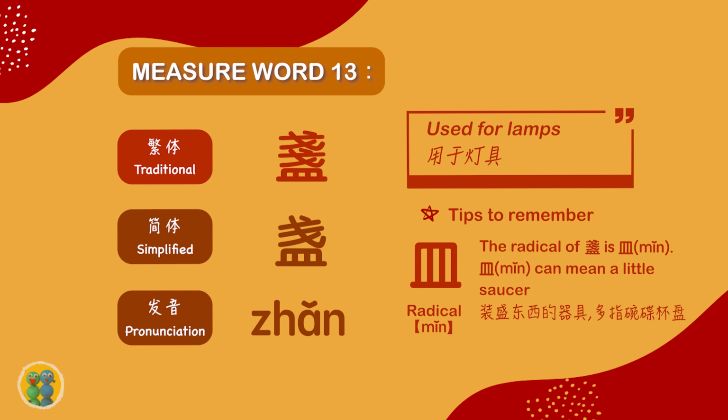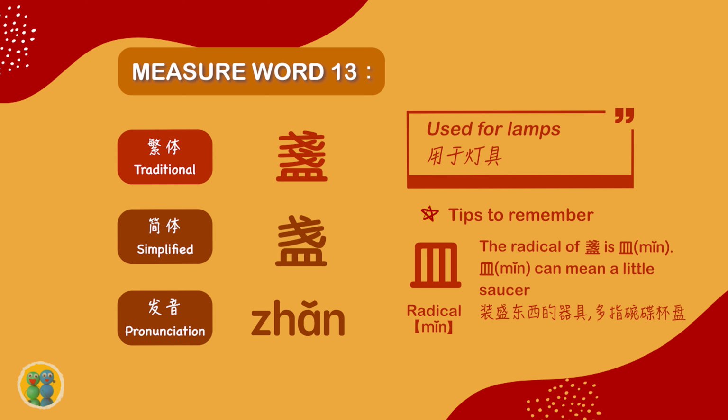The 13th measure word is 盏. 盏 zhǎn is used for lamps and lights. And there are tips to remember. You can see at the bottom of this character, there is a radical. This radical, we've seen it in one of the episodes previously. It is the radical mǐn. Mǐn means containers. And it also can mean a little saucer.